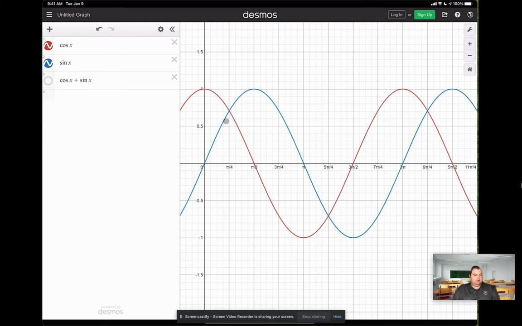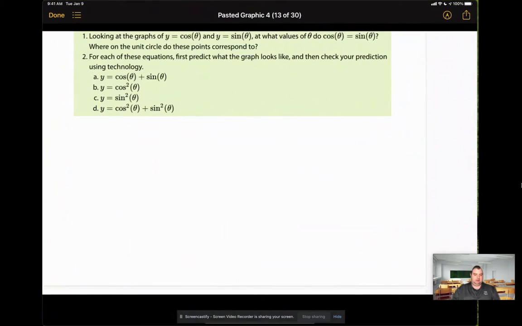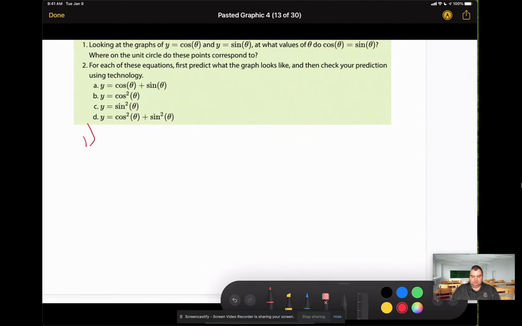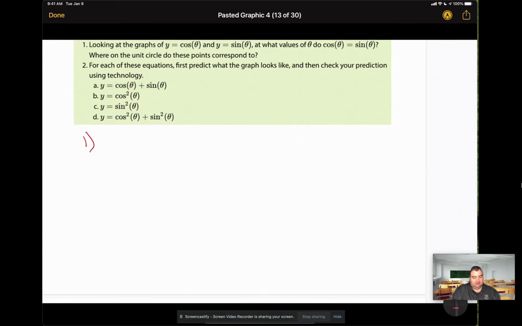So they're asking, where is cosine and sine equal? It looks like it happens here and it happens here. So it happens at pi over 4 and 5 pi over 4. That's where sine and cosine are equal. So to answer the first part of that question, at what values of theta does cosine theta equal sine theta? It's going to be at theta equals pi over 4 and theta equals 5 pi over 4.